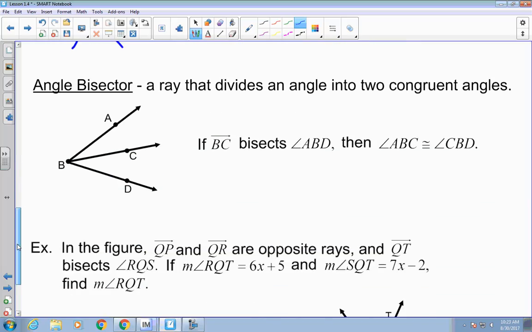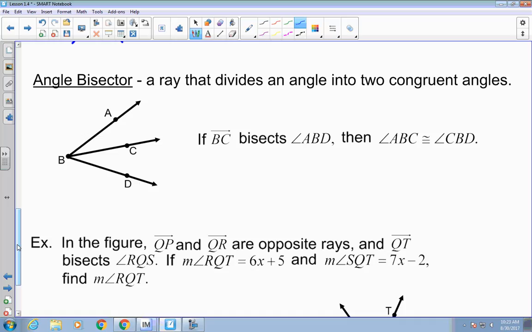Angle bisector. An angle bisector is a ray that divides an angle into two congruent angles. We talked about segment bisectors last week, right? What does a segment bisector do to a segment? It divides it into two congruent parts, right? Because it goes through the midpoint, yes?